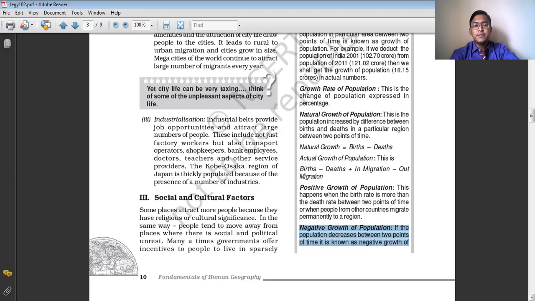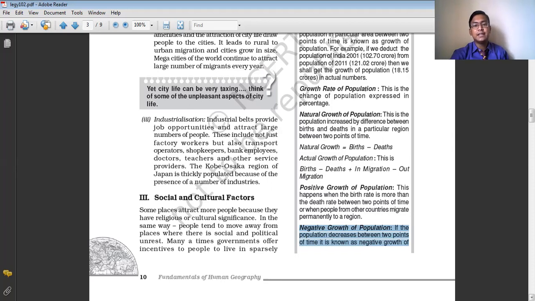Let me give you one more example. Because of political wars and conflicts, this kind of negative growth of population takes place. Even sometimes because of natural factors, negative growth of population takes place. Suppose a pandemic is going on. Every day 200 people are dying in the nursing homes or hospitals, and only 10 children are being born in a small city.